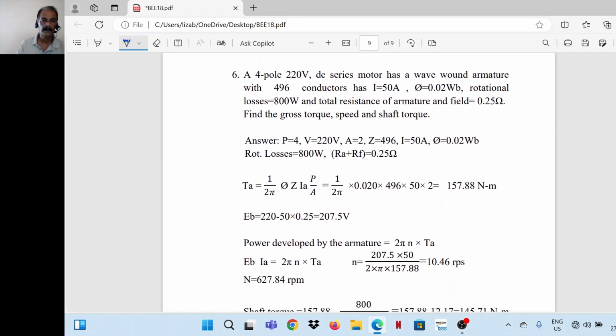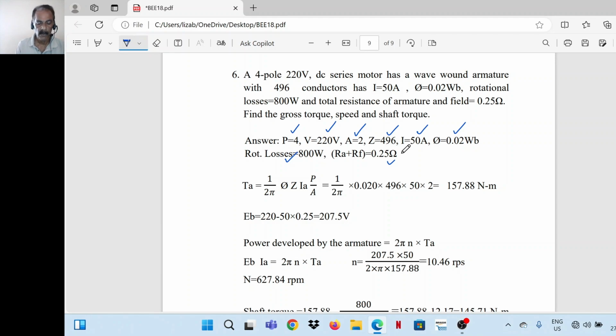Next example. A 6-pole, 220 volt DC series motor has a wave wound armature, so A is equal to 2, with 496 conductors. Input current is 50 ampere, flux per pole 0.02, rotational losses 800 watts, and total resistance of armature and field 0.25. Find the gross torque, speed, and shaft torque.